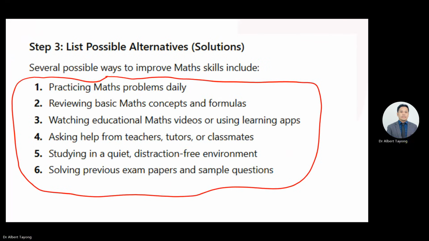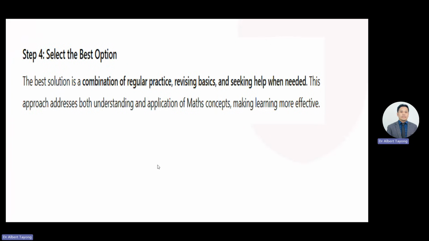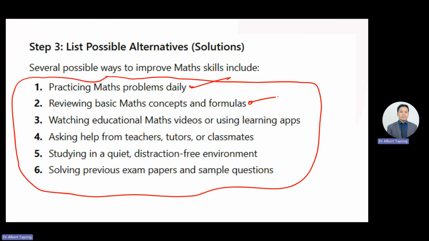Step 4 is to evaluate these several possible ways to improve math skills and see which ones fit your situation. So here, selecting the best option is the 4th step. The best solution is a combination of regular practice, revising basics, and seeking help when needed. So this is 1, 2, and 4 combined together. But as I mentioned, it depends on you, it depends on your situation.